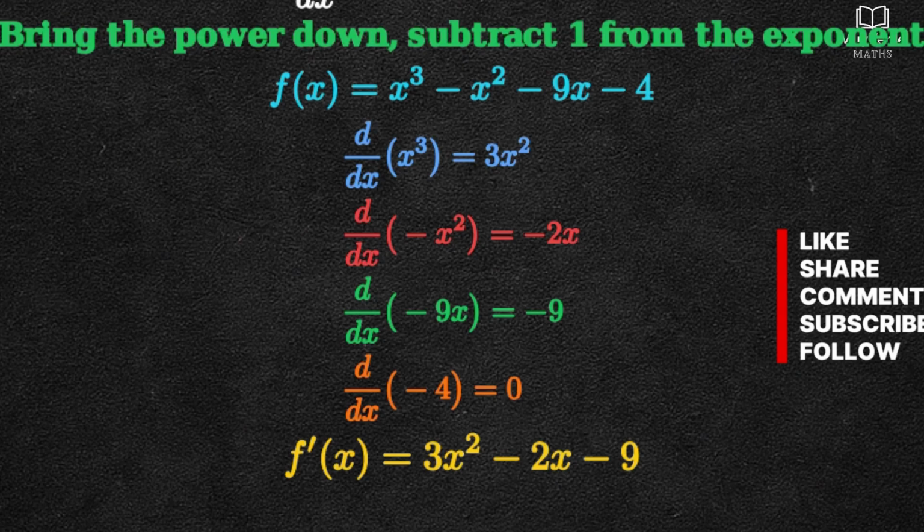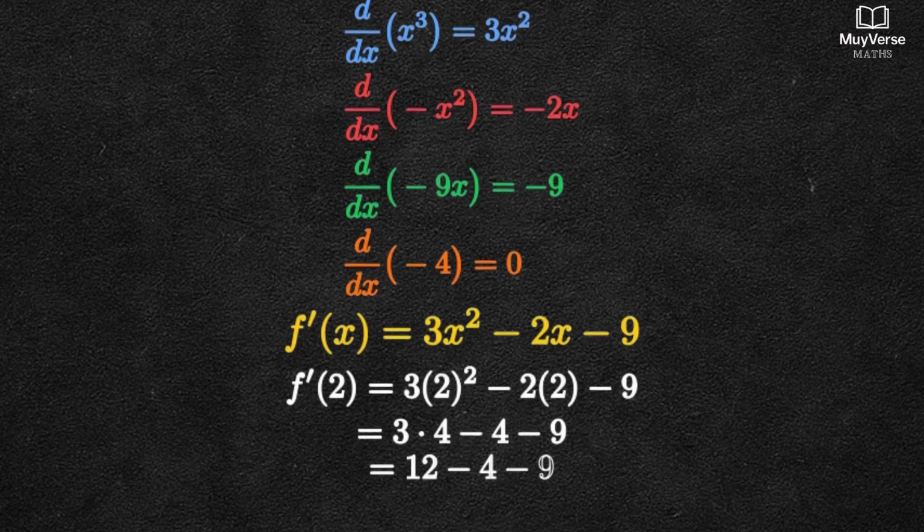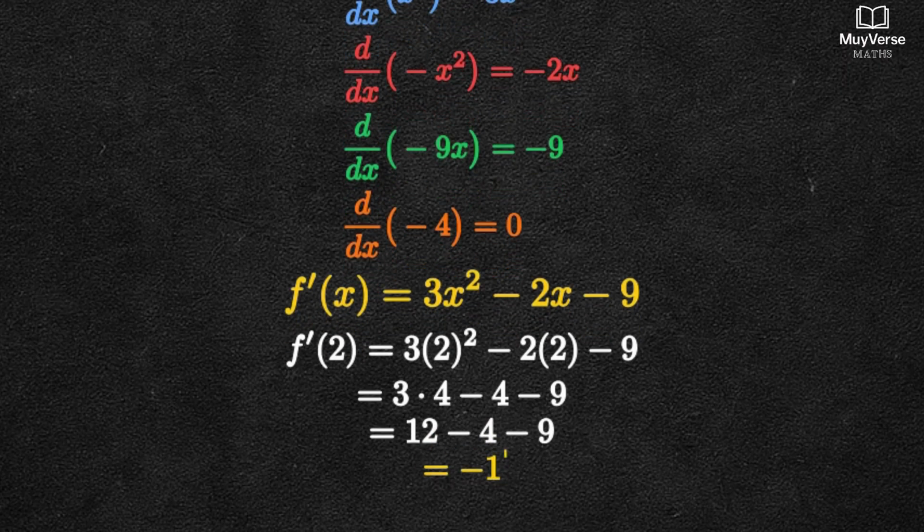As a quick example, if we want the gradient at x equals 2, we substitute into f prime of x. Compute the value carefully to get the exact slope at that point. Let us visualize the curve and see the tangent line at x equals 2.